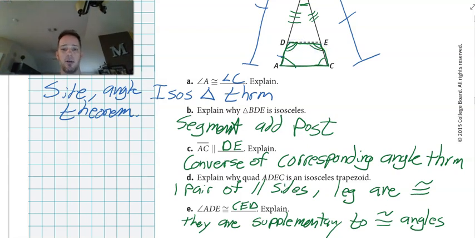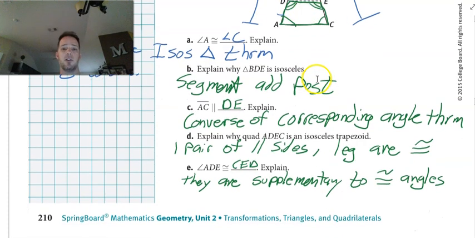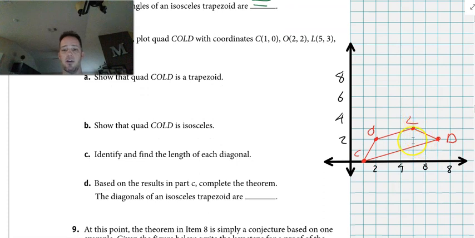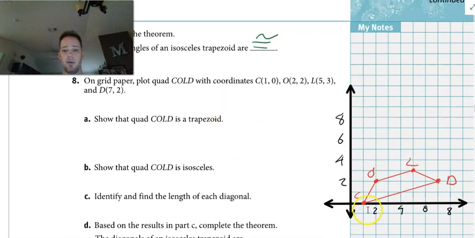I do want to point out angle A is not congruent to D, and you can tell just by looking. This is an acute angle for A, this is an obtuse angle for D, but there are two pairs of congruent base angles. All right, let's look now at question number 8. On grid paper, plot quadrilateral COLD with these coordinates. I've gone ahead and done that over here on the side. We've got these coordinates 1, 0, O is 2, 2, L is 5, 3, D is at 7, 2. Show that this quadrilateral COLD is a trapezoid.